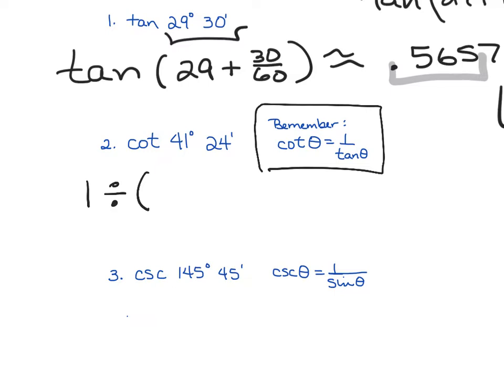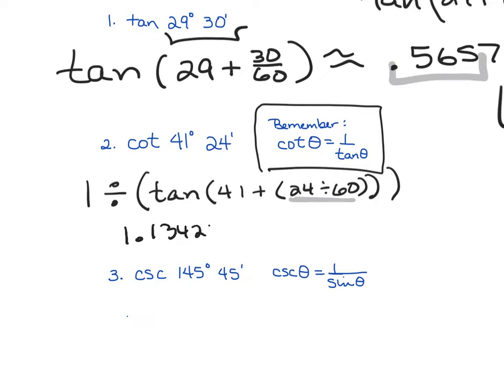So we're doing 1 divided by this whole quantity, tangent, and then we're going to do 41 plus parentheses 24 divided by 60, close that parentheses, close the parenthesis from in front of the 41, and close the parenthesis from in front of the tangent. Now, if you're going to enter the 24 divided by 60 as a fraction, you can also do that. Either way, once we enter this in, we should be getting 1.1342773.